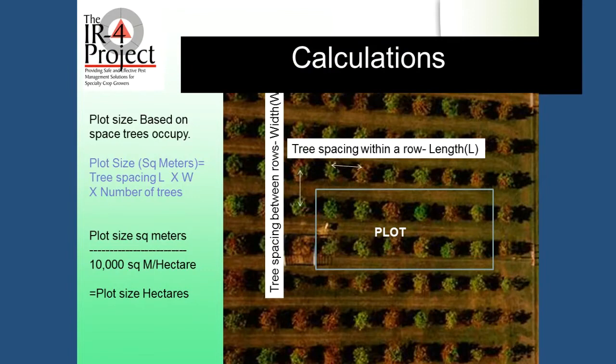So the plot size in square meters equals the tree spacing, the length by the width, times the number of trees. So that's the plot size, right? And that's the number of square meters. If you take those square meters and divide that by 10,000 square meters per hectare, you'll get the plot size in hectares. Okay. Next slide, please.